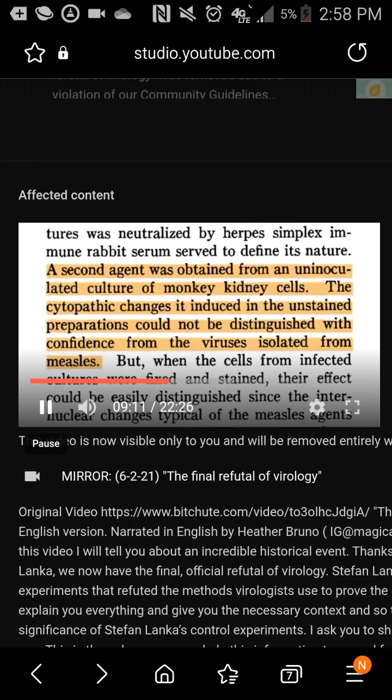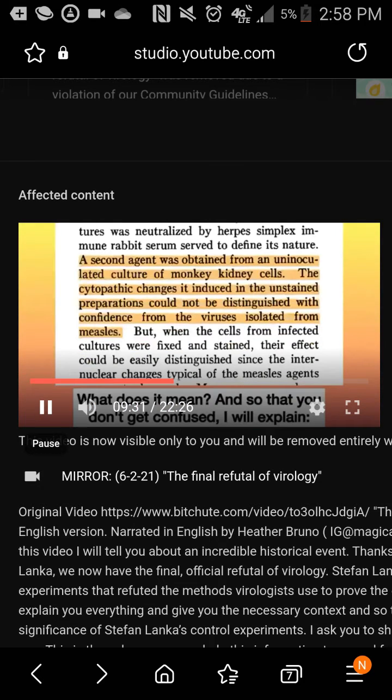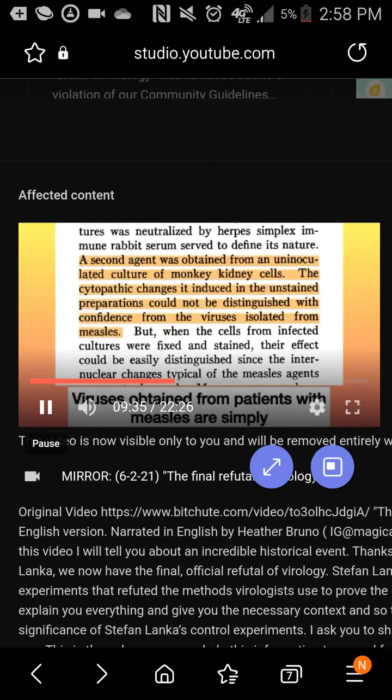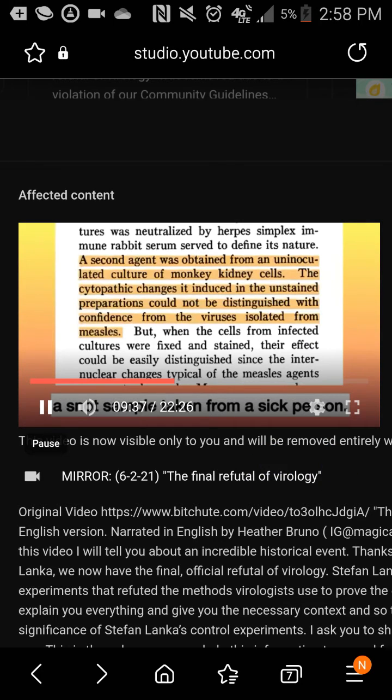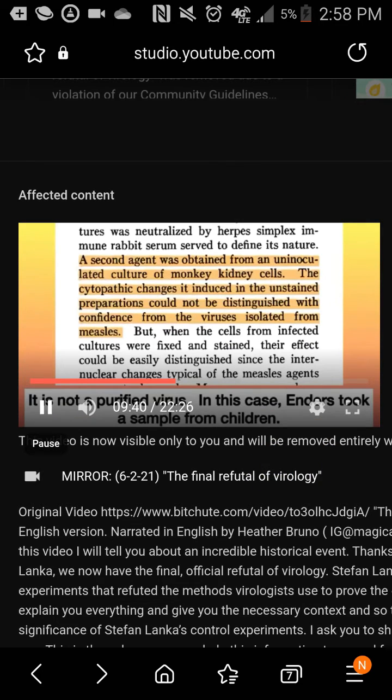"A second agent was obtained from an uninoculated culture of monkey kidney cells. The cytopathic changes it induced in these unstained preparations could not be distinguished with confidence from the viruses isolated from measles." What does it mean? And so that you don't get confused, I will explain. Viruses obtained from patients with measles are simply a snot sample taken from a sick person. It is not a purified virus. In this case, Enders took a sample from children.